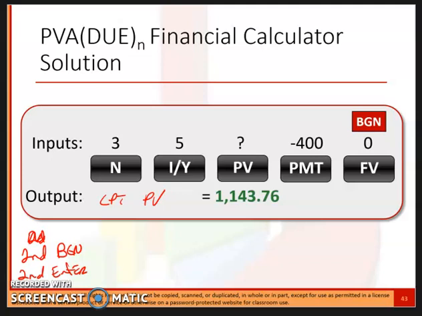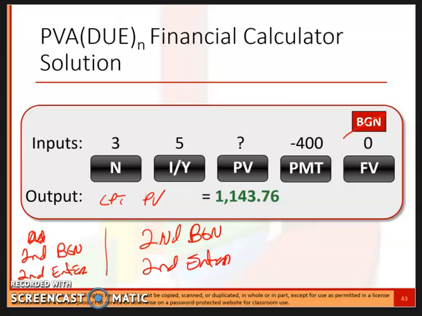Now, your calculator is in begin mode. When you're done with the calculation, you want to hit second, begin, second, enter, and the begin mode should go away. Okay.